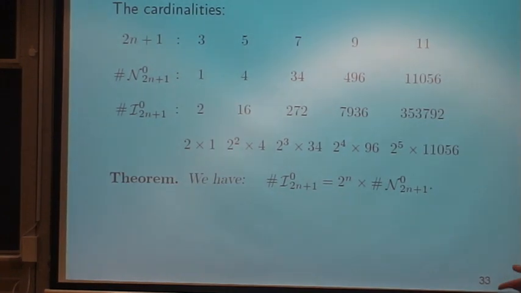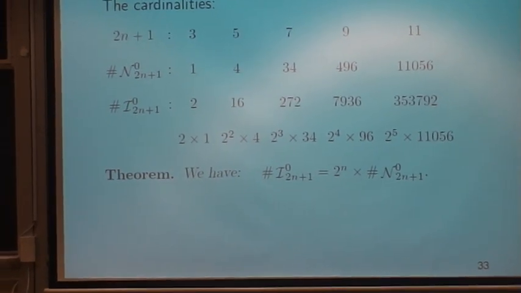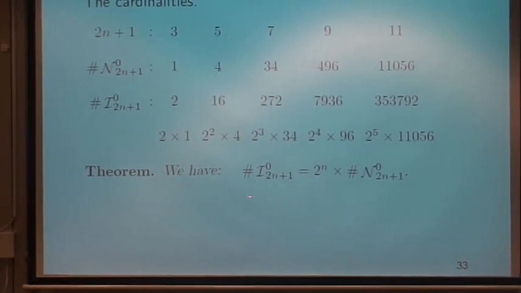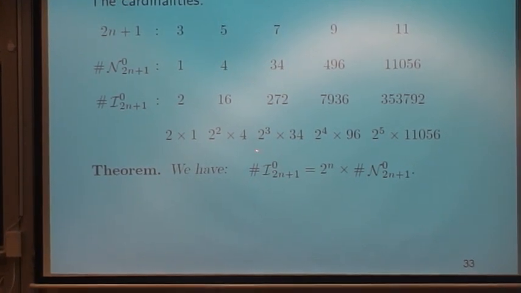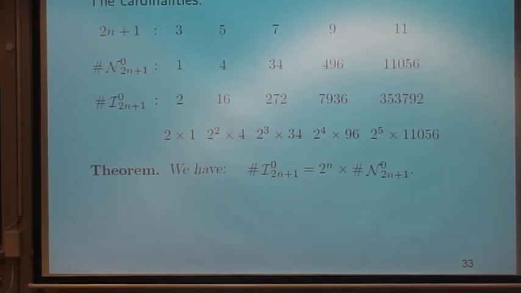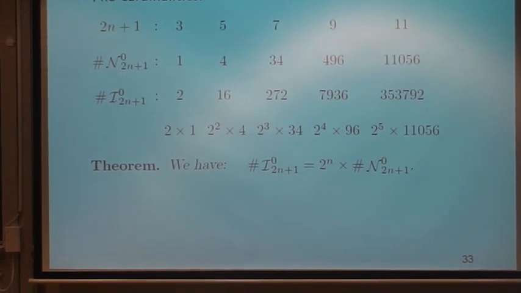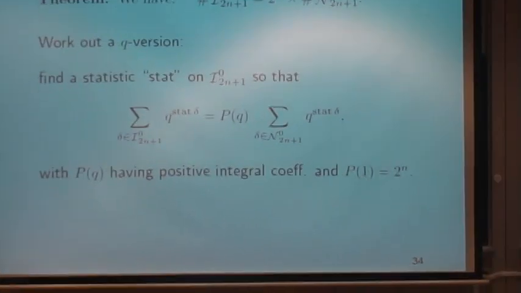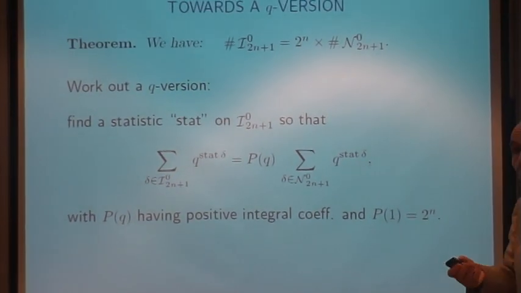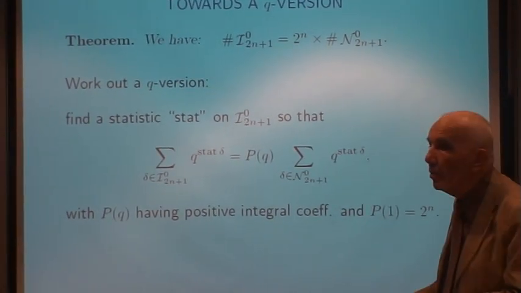Okay, so we have this theorem. The number of interlaced doublets starting with 0 is equal to 2 to the n times the number of normalized terms. And now we want to work out the theorem or lemma.